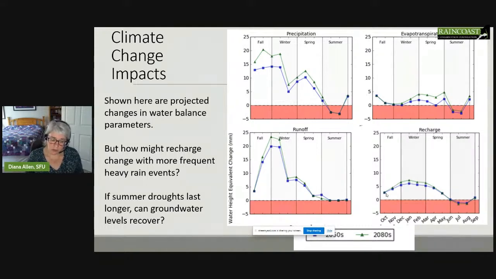The other interesting question, though, is what if we have more heavy rain events? The heavier the rain event, the more runoff we get. And climate change projections suggest that our rain events are going to become a lot heavier. So we may get even less recharge taking place in the winter months. And likewise, what if we have summer droughts that last longer? Are the groundwater levels going to recover from that after a very long dry period?